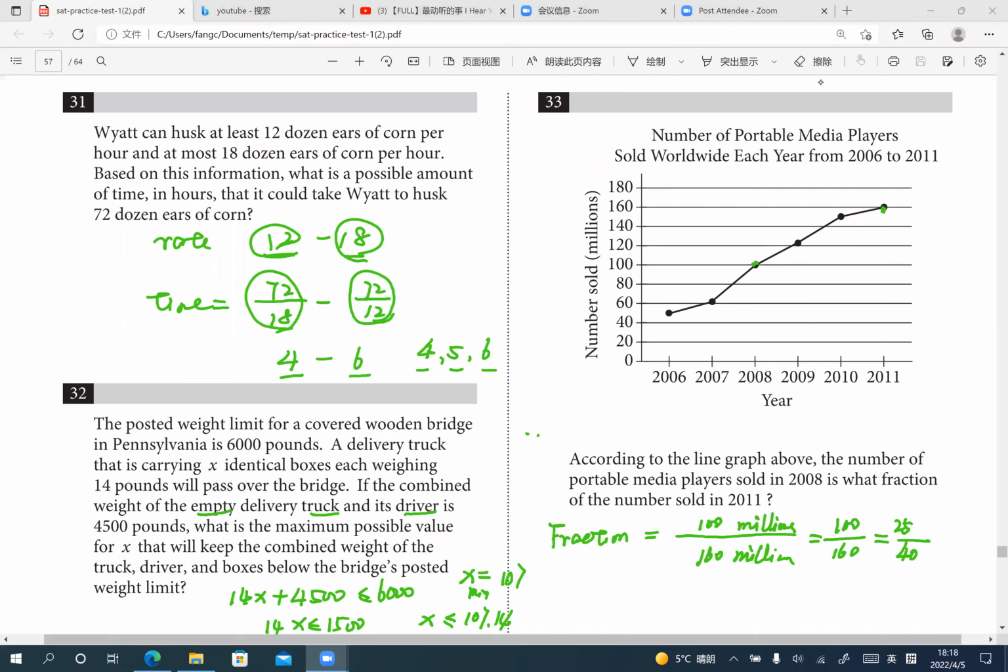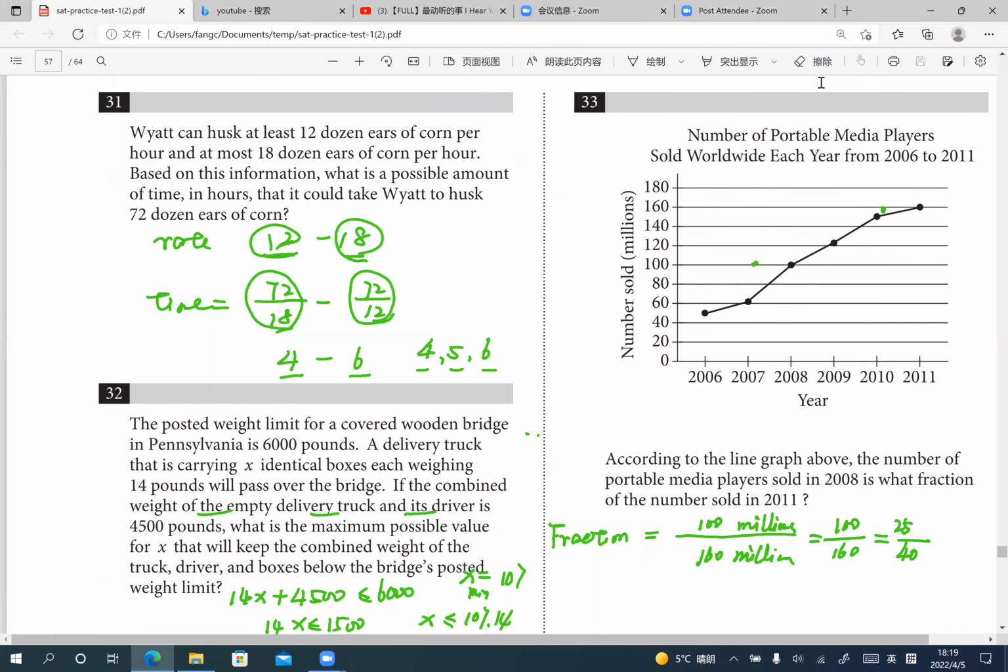Question 32. The posted weight limit for a covered wooden bridge in Pennsylvania is 6,000 pounds. A delivery truck that is carrying x identical boxes, each weighing 14 pounds, will pass over the bridge. If the combined weight of the empty delivery truck and its driver is 4,500 pounds, what is the maximum possible value for x that will keep the combined weight of the truck, driver, and boxes below the bridge's posted weight limit? So the weight limit is 6,000 pounds.